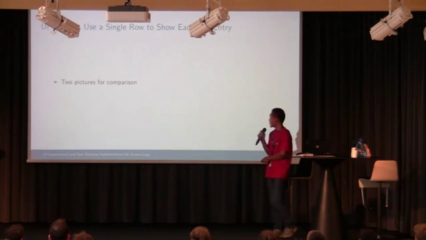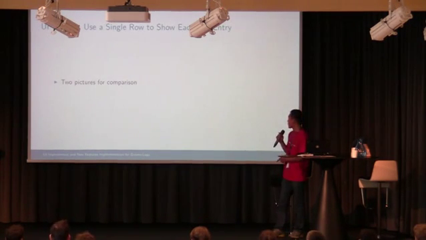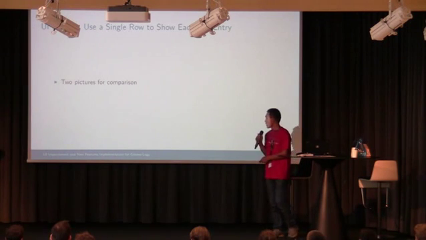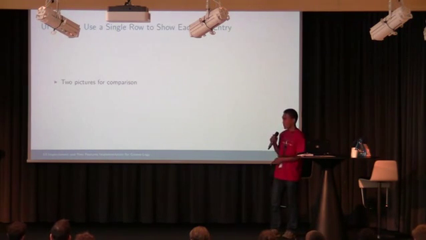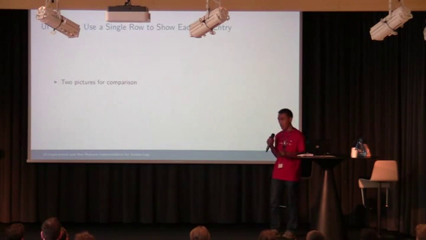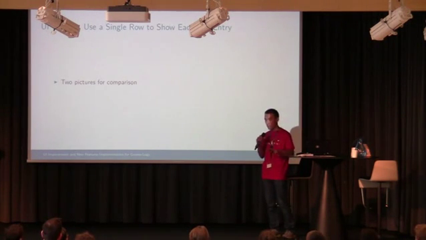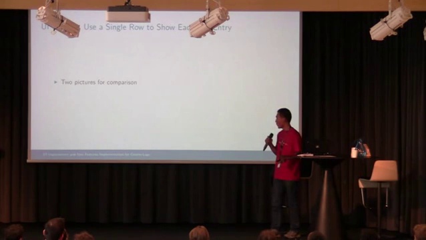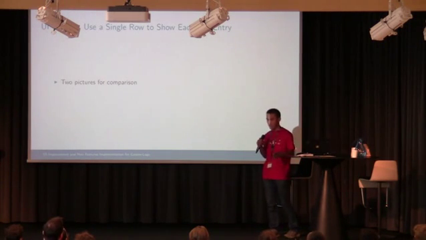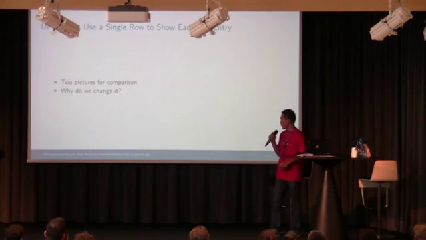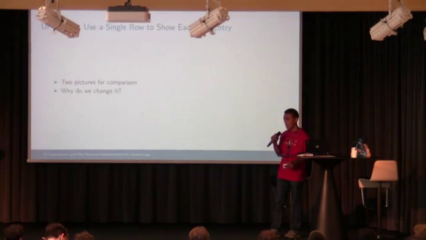Okay, the first one is a UI change, that is, use a single row to show each log entry. Next I will show two pictures for comparison. The first one is before the patch, how does it look? And the second one is after the patch, how does it look? I will also talk about why we change it.